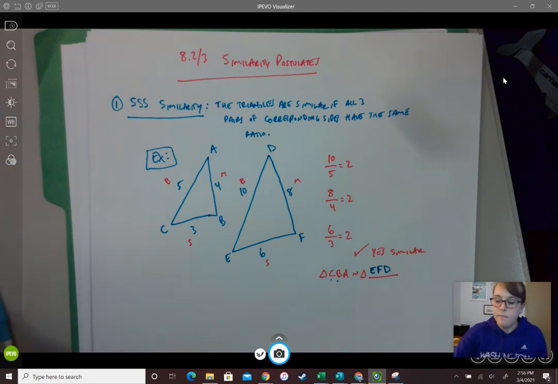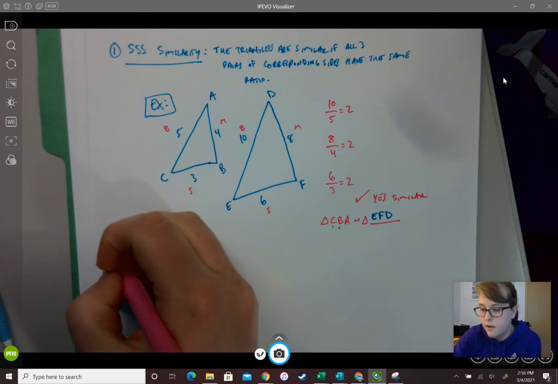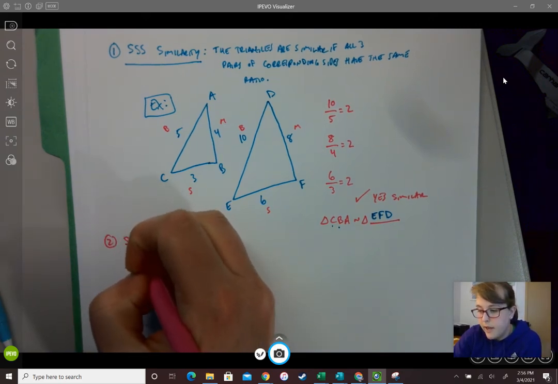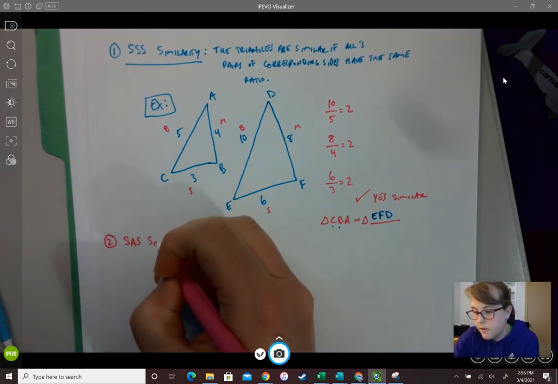The second one is going to be SAS similarity.